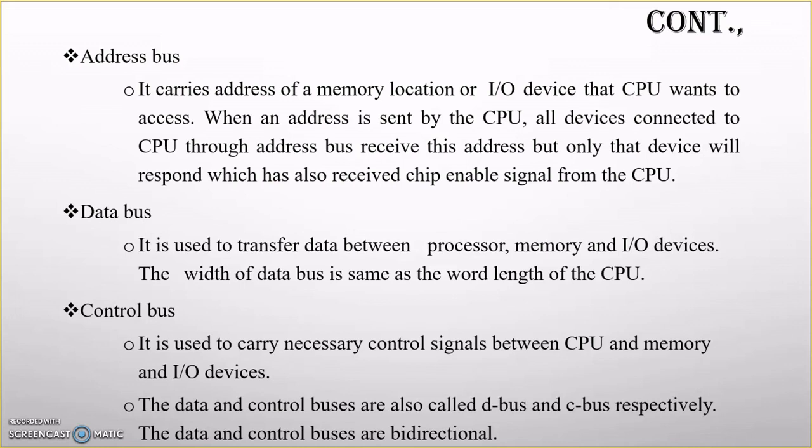The data and control buses are called D bus and C bus respectively. The data and control buses are bidirectional.